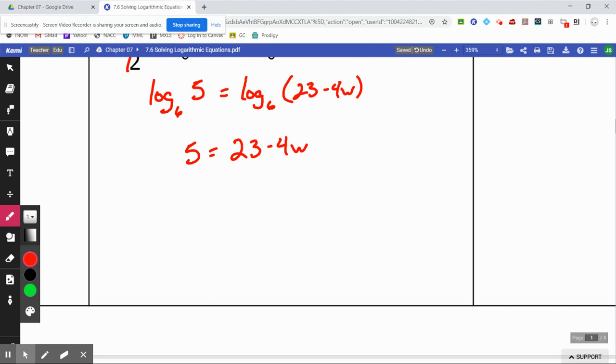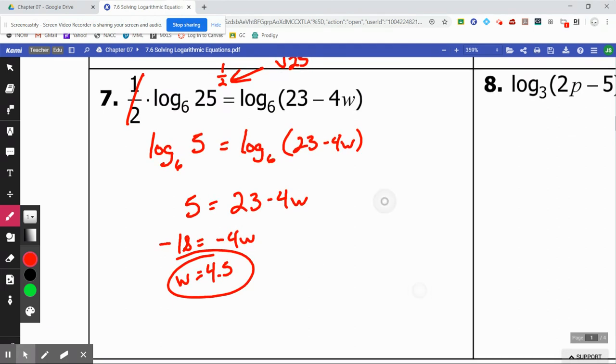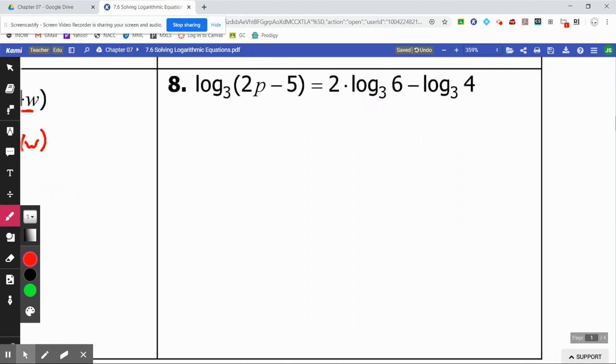5 equals 23 minus 4w. Let's move our 23 over by subtracting. Gives me negative 18 equals negative 4w. So w would be 4.5. Plugging that back in, right here would be the only place that you might have trouble, but 4 times 4.5 would be 18, and 23 minus 18 is 5, so that does check out okay.